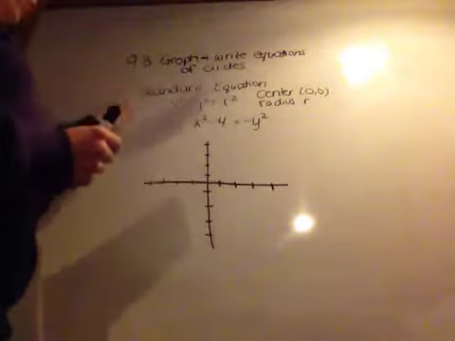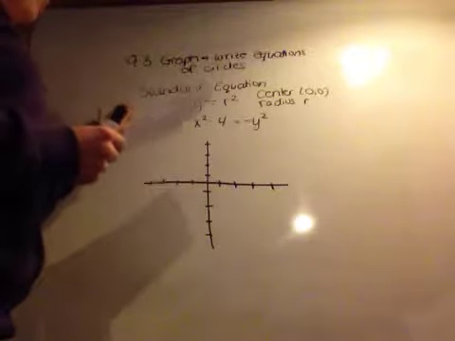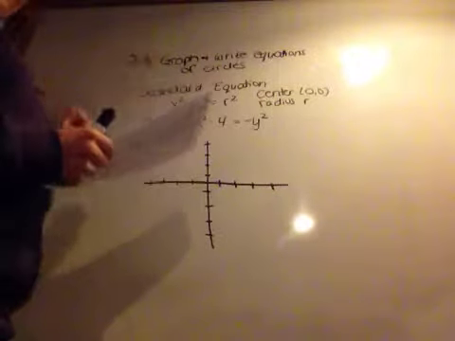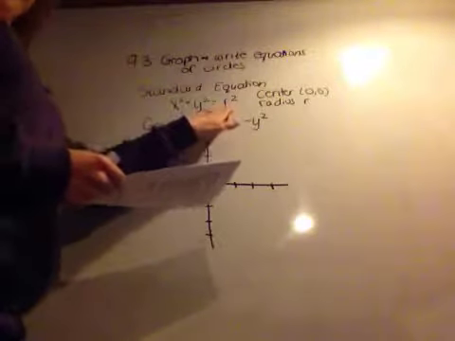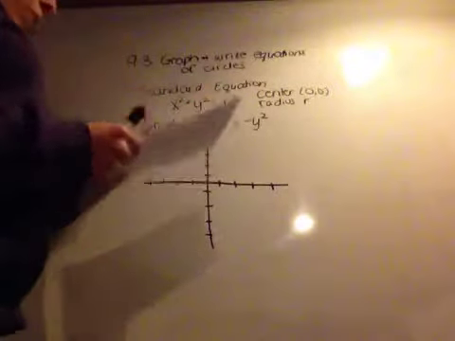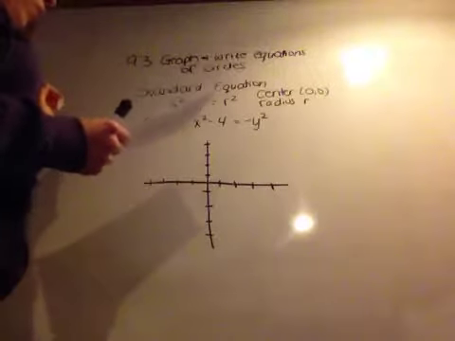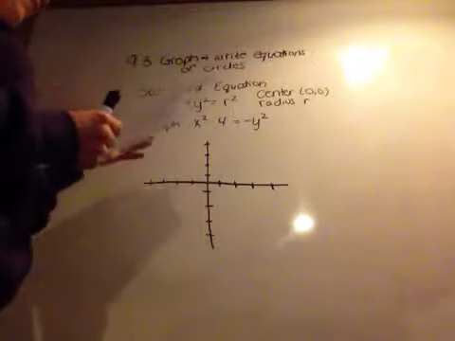The standard equation for a circle with the center at the origin is x squared plus y squared equals r squared. So the center here is 0, 0, and your radius is r. So we're going to graph x squared minus 4 equals negative y squared and identify the radius.